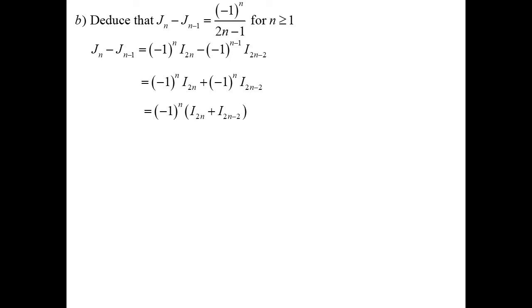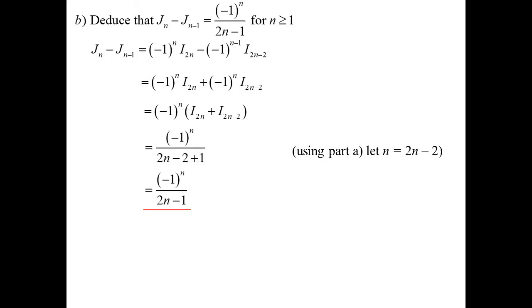Oh, hang on a sec. Back in part A, we worked out a result. So I can use that, but this time I'll let n equal 2n minus 2. And then when I substitute in, I'll get 2n minus 2 plus 1 in the denominator, which is 2n minus 1. All right, hey. Now we're going to show that Jm is this lovely expression.